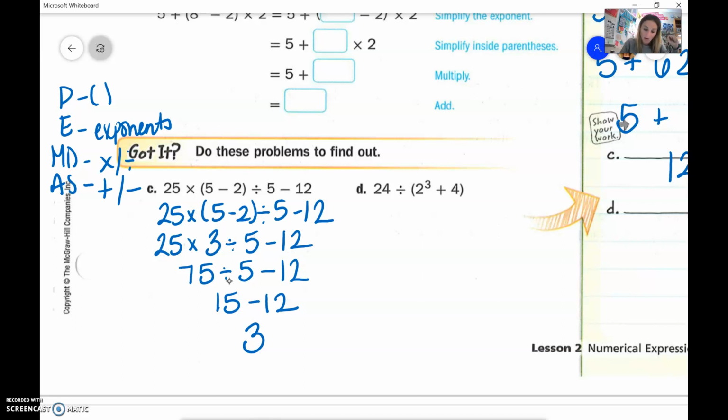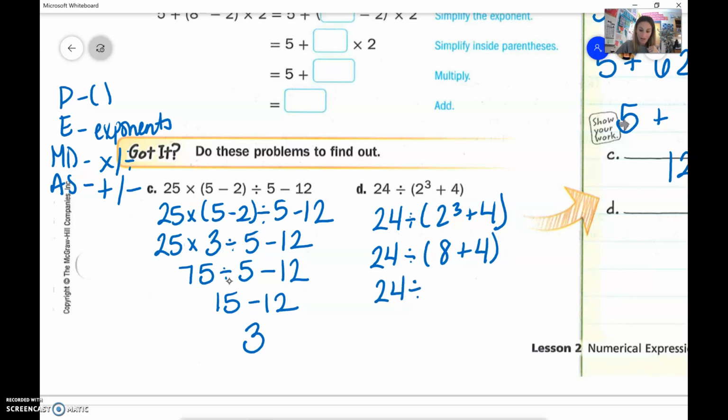All right, the next one, we're going to do 24 divided by 2 to the third plus 4. So 24 divided by, in parentheses, we have to do 2 times 2 times 2, which is 8, plus 4. Now we actually do this. 24 divided by, and then we do our parentheses, 8 plus 4, which is 12. Now I'm just left with 24 divided by 12, which is 2. Notice that it looks like this.